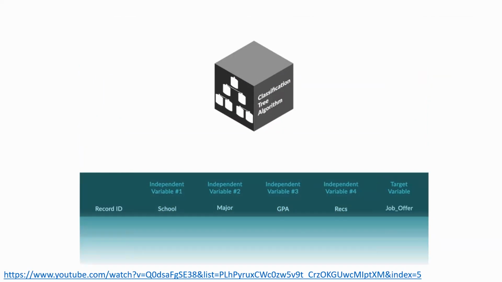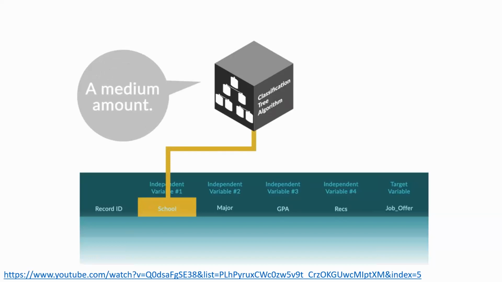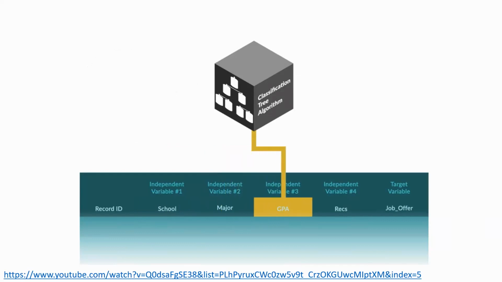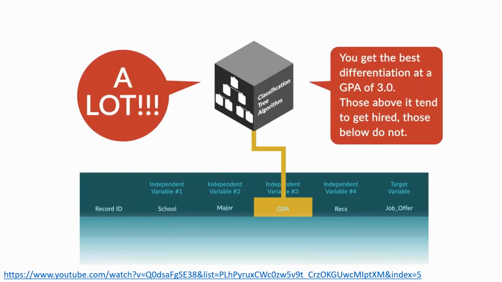We ask, if we only use the name of the school, how well would that predict hiring of the student? It answers, a medium amount. We ask, if we only use the student's major, how well would that predict the hiring of the student? It answers, a medium amount. We ask, if we only use the student's GPA, how well would that predict hiring of a student? It answers, a lot. It says you get the best differentiation at a GPA of 3.0. Those above it tend to get hired, those below do not.